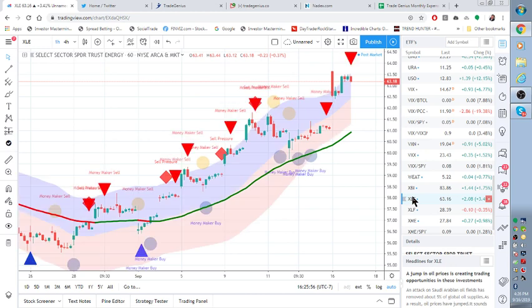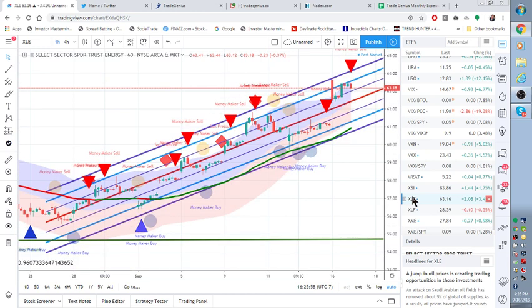Here's XLE. I actually have a call calendar on this right now. This is my second week with it. The first week was profitable. The second week will be profitable on it unless it closes below 60. Then I'll be able to roll it into the following week. My call is for October 18th at 61, and I've been selling the 61s against it.